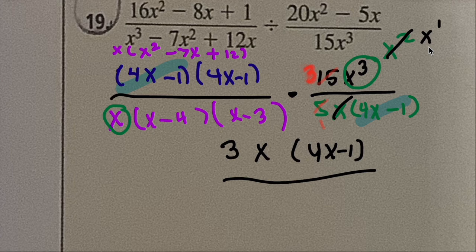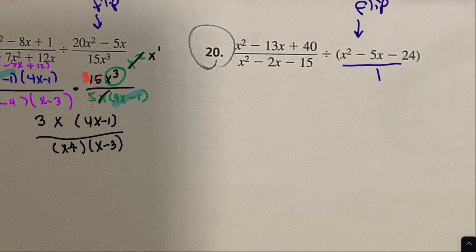And then the only thing left, because I canceled the 5 and the x out, I canceled that one out, so the only thing left is an x minus 4 and an x minus 3. And so that is your division of rational functions. Let's do 20.